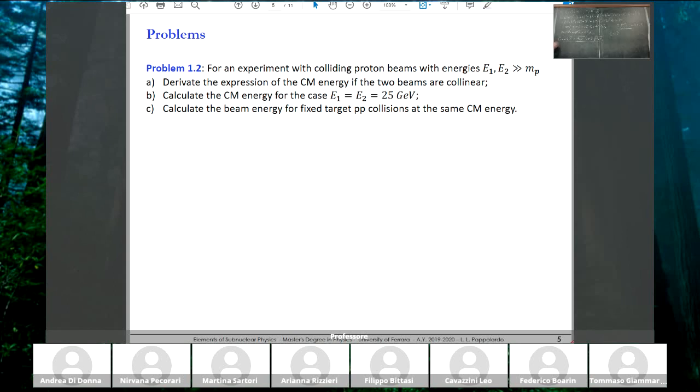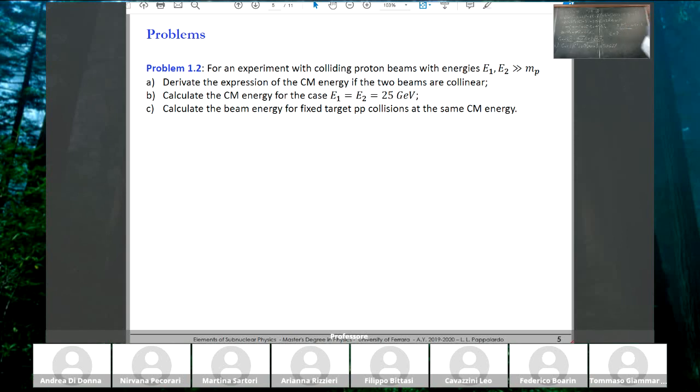In point B, we just make a calculation. So in point B, we know that E1 is equal to E2. So this is a general case. Now we go to the specific. So E1 is equal to E2 and is equal to 25 GeV. Okay, so the center of mass energy is twice square root of E squared, that is twice square root of 25 GeV squared, that is 50 GeV. Okay, so this is the result for a symmetric collider, proton-proton collider, or whatever particle they are. So same particle and same opposite momentum.